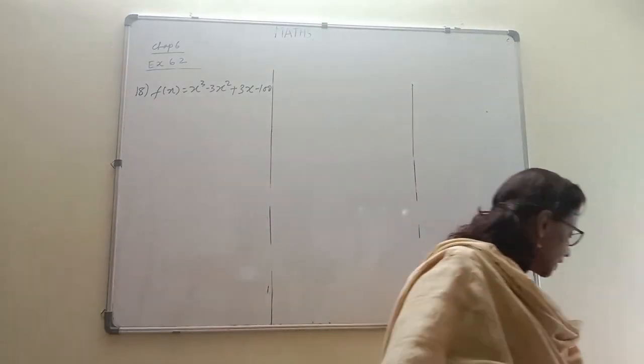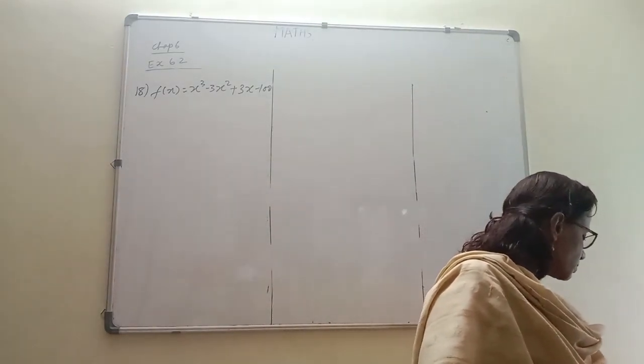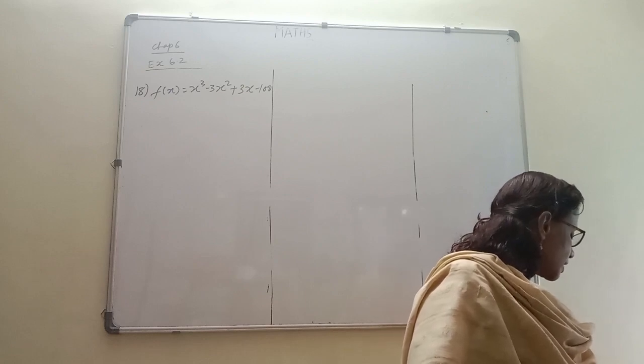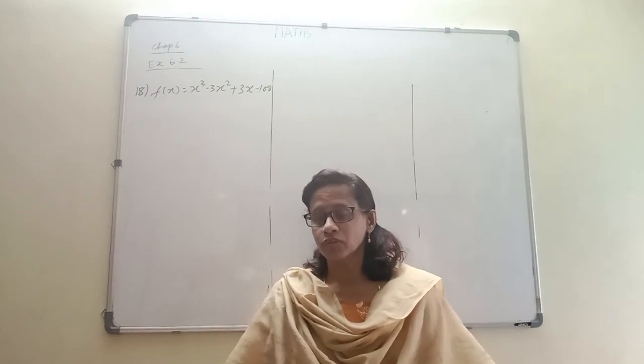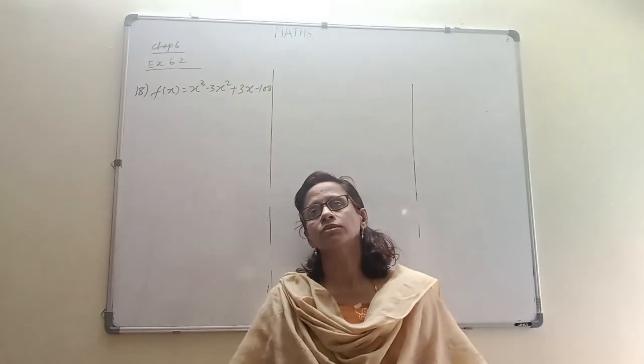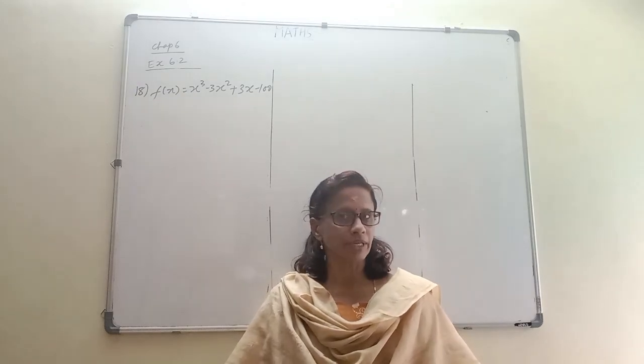For this problem number 18, what does it say? It says prove that the function f of x equal to x cube minus 3x squared plus 3x minus 100 is increasing in R. On the entire real number line, you have to show that it is increasing. So they don't give us the interval, but they say that everywhere it is increasing. Let's see how that happens.